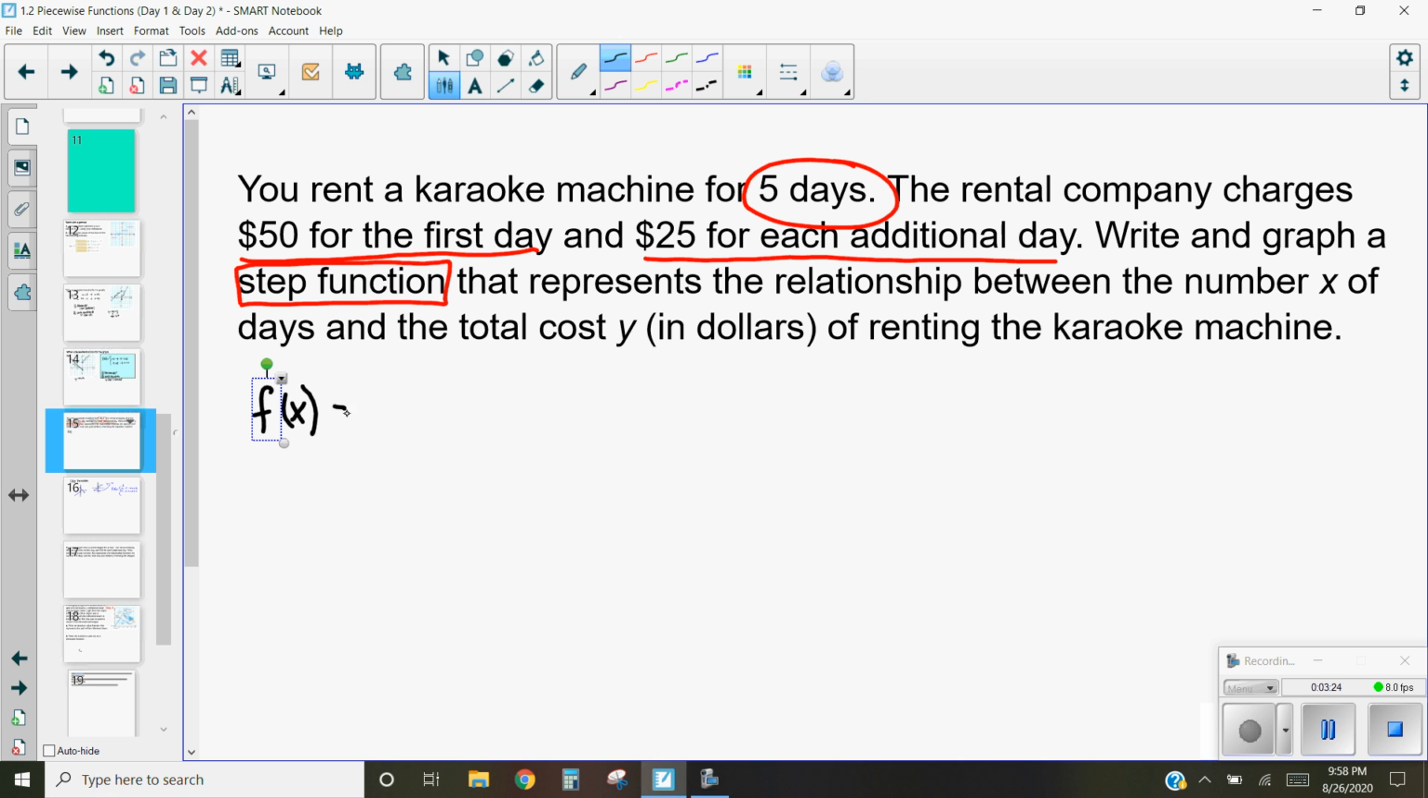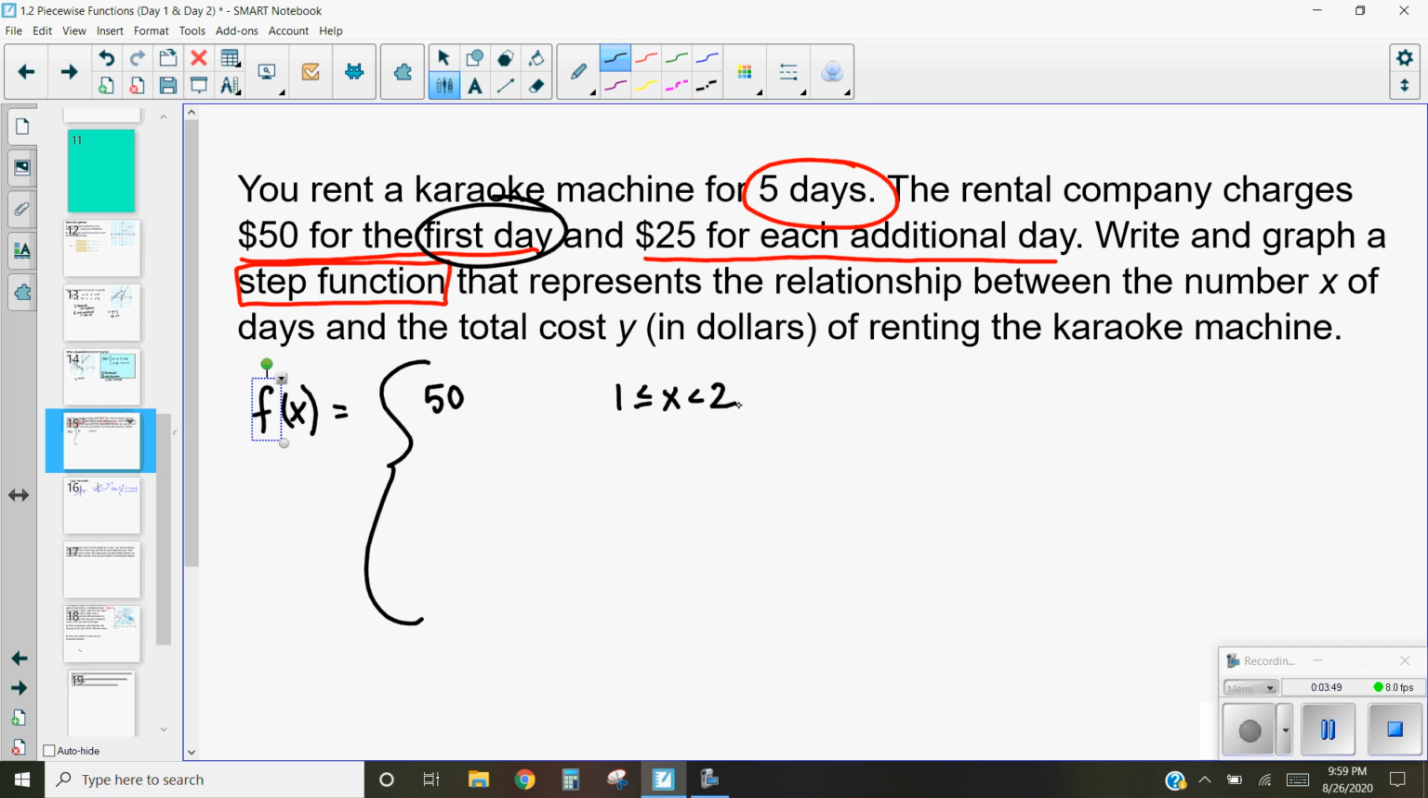So f of x equals, and we've got our big curly bracket here, 5 days. How much money does it cost on the first day? Well, it costs $50. So I know on day 1, it's going to be $50. We are looking at that from the moment that you rent it on day 1 all the way until day 2, but not including day 2.